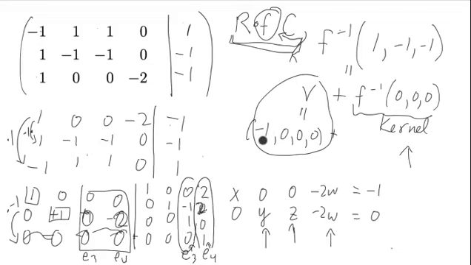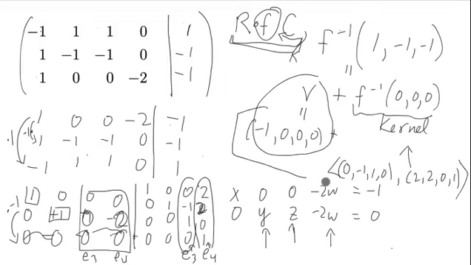So the fiber over this element is this vector plus the span of these two guys: 0, -1, 1, 0 as a vector, comma, 2, 2, 0, 1. And that concludes solving our system. We just found everything in here.